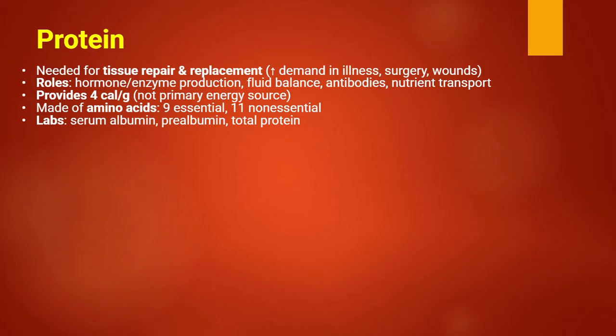Proteins are made up of amino acids, often referred to as the building blocks of life. There are 20 total amino acids, of which 9 are essential, meaning they must come from the diet, and 11 are non-essential, which the body can synthesize. If even one essential amino acid is missing, the body's ability to build or repair protein structures is impaired.